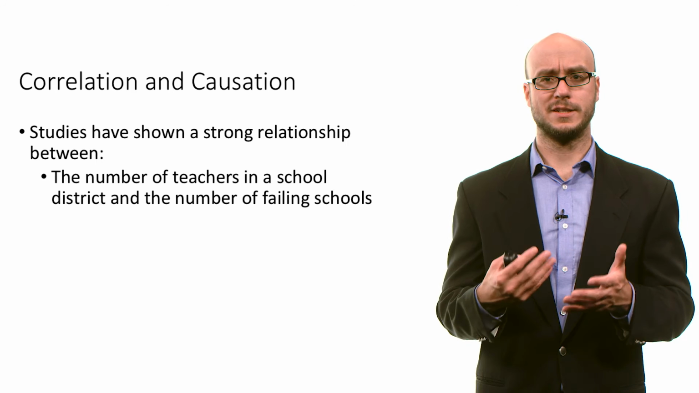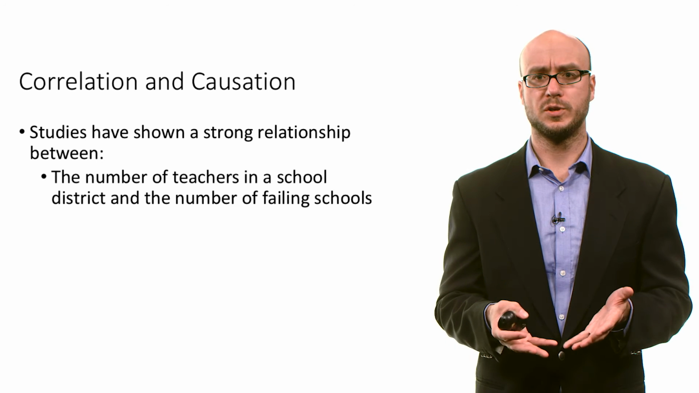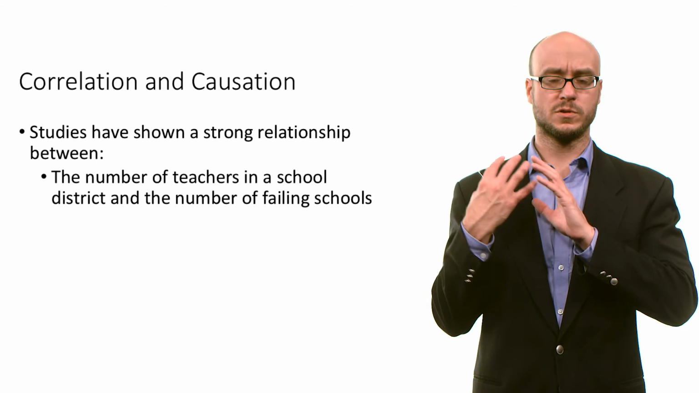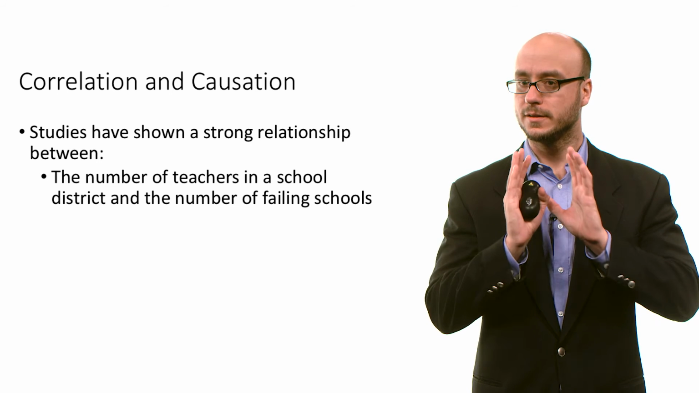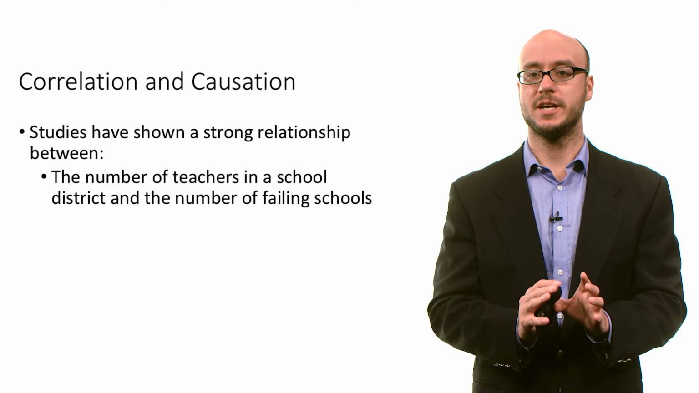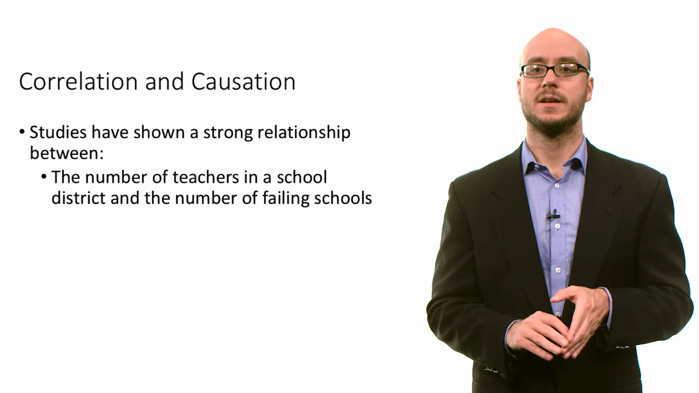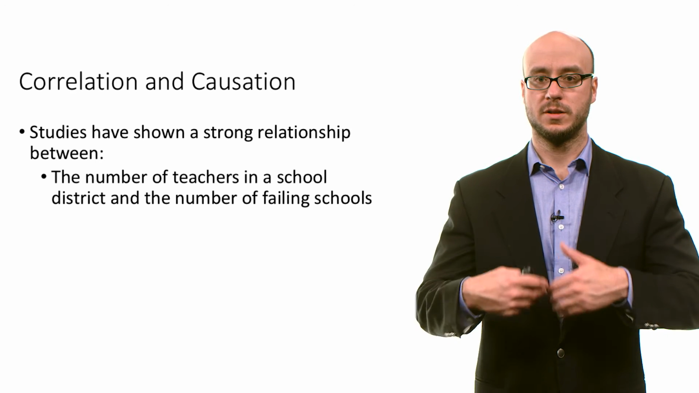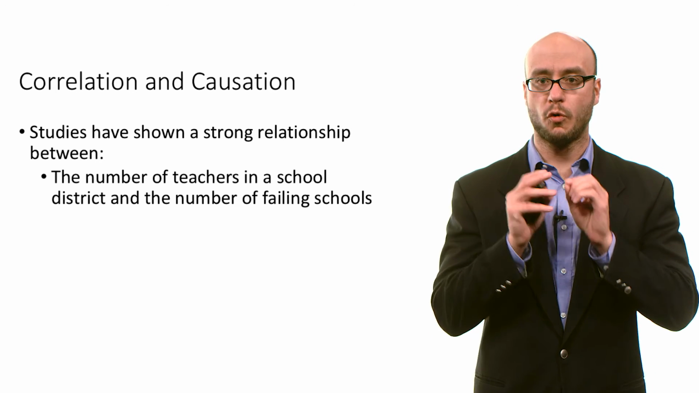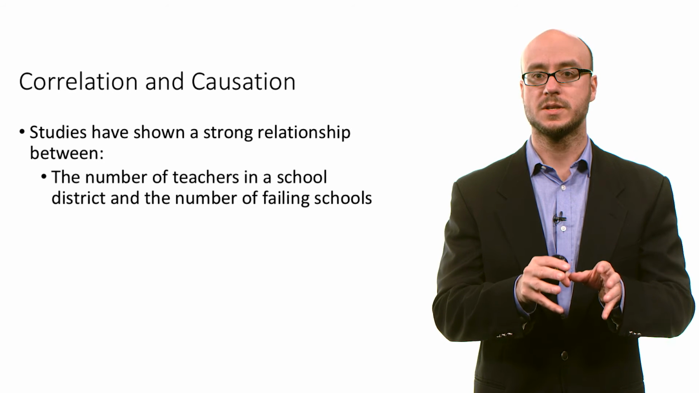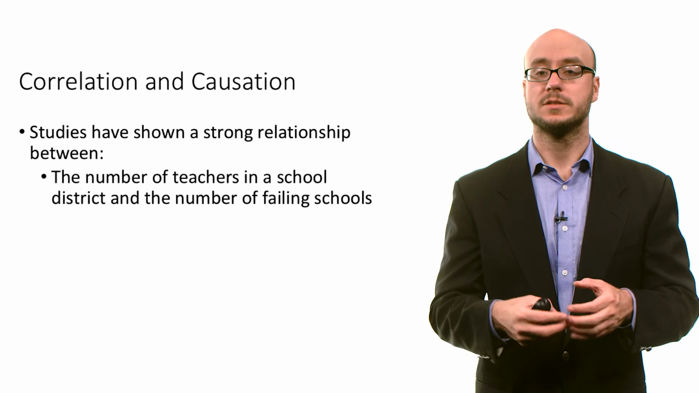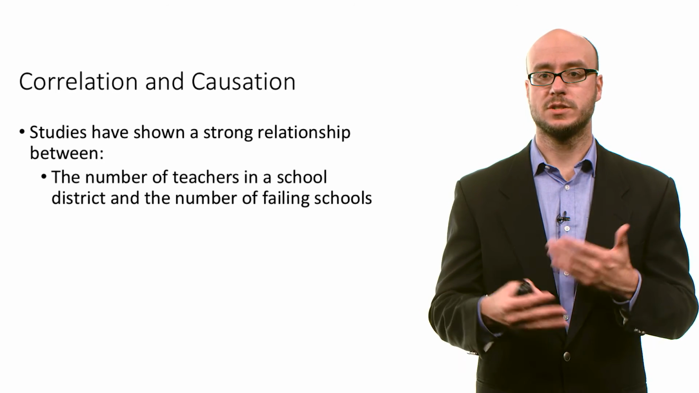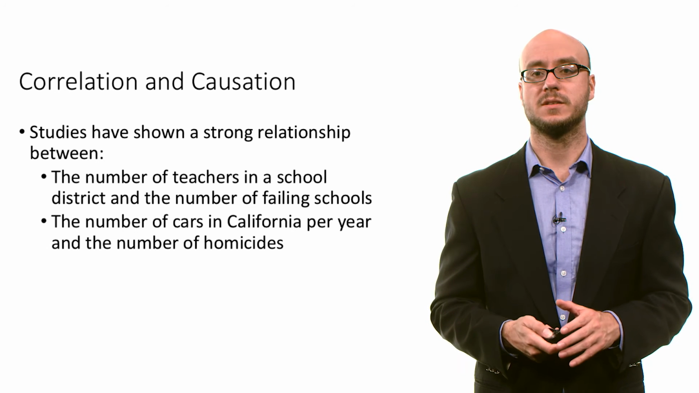And so you might look at that association, you might say, well, the more teachers you put in a school district, the more schools that you have failing. Well, got to be careful, because that's just a measure of association. Could be that if you have a lot of failing schools, the government starts putting more resources into those failing schools through more teachers, right? So this measure of association, you've got to be very careful about cause and effect.